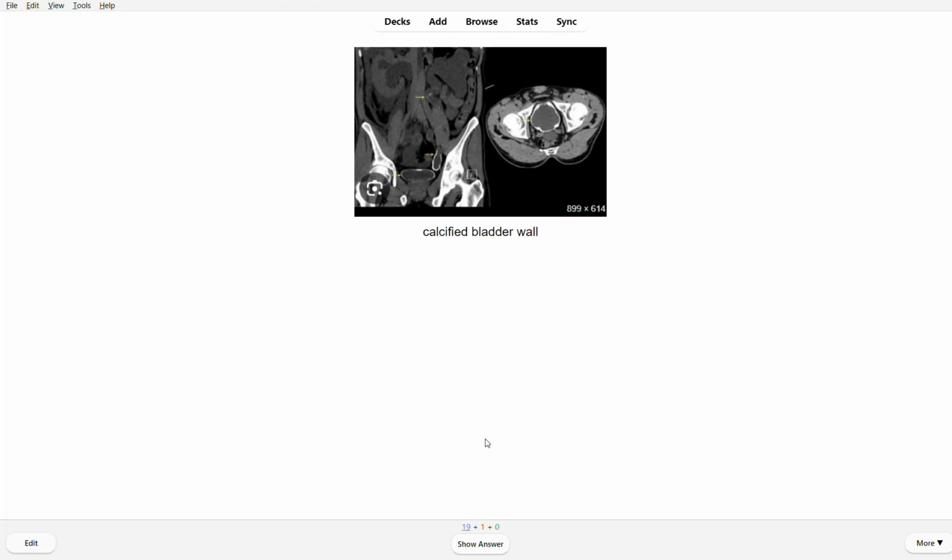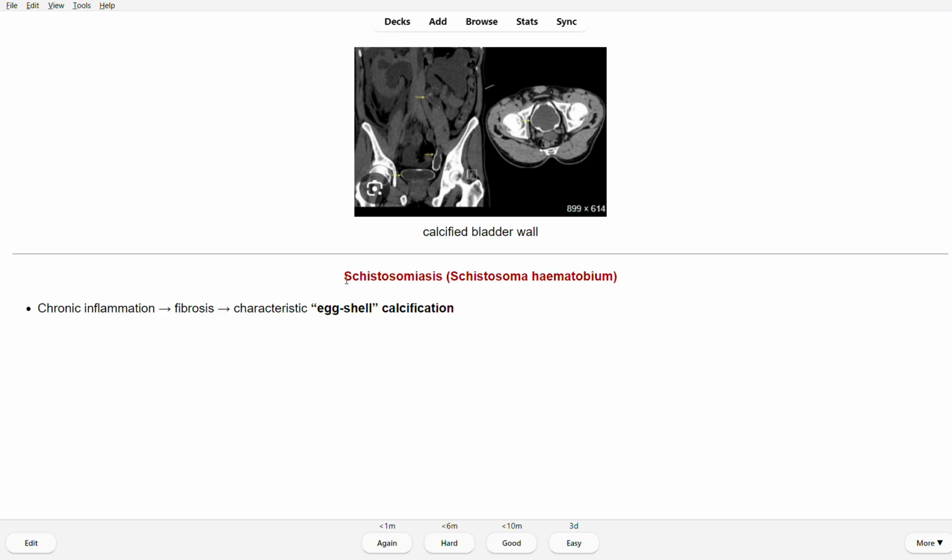Calcified bladder wall is seen in which condition? Schistosomiasis or Schistosoma haematobium. You can see the bladder has a whitish appearance on the rim, and that is due to calcification of the bladder wall. Here also in this image you can see this, and it is due to chronic inflammation and fibrosis by schistosomiasis.